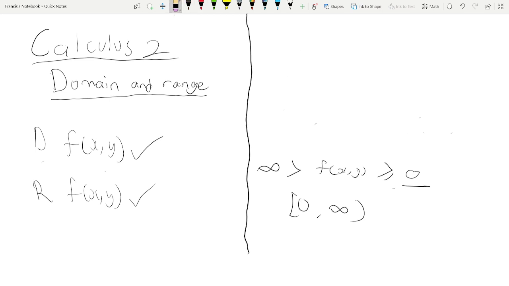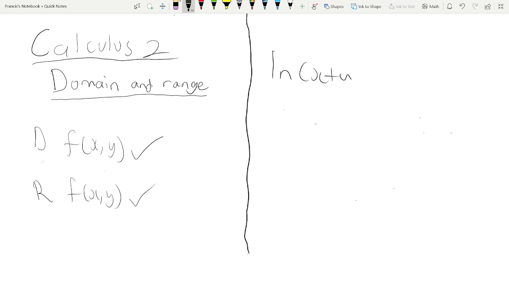Okay, so we'll take another example. Now, for the next example, we'll try something with natural log. So I can have the natural log of x plus y. When we are dealing with natural log, we know that the valid values are values that are greater than 0. You can't have the natural log of 0. You can't have the natural log of a negative number.